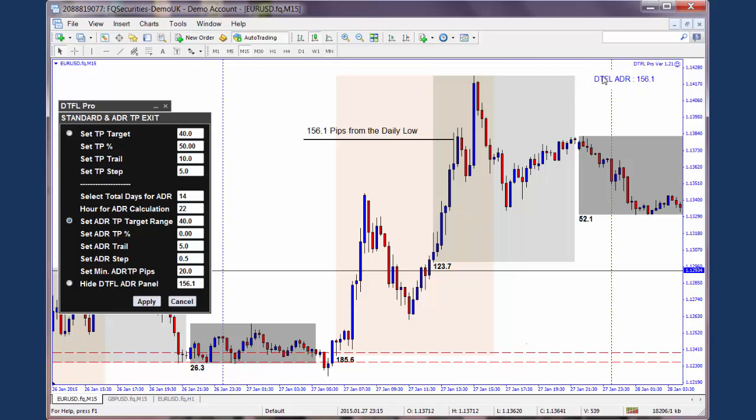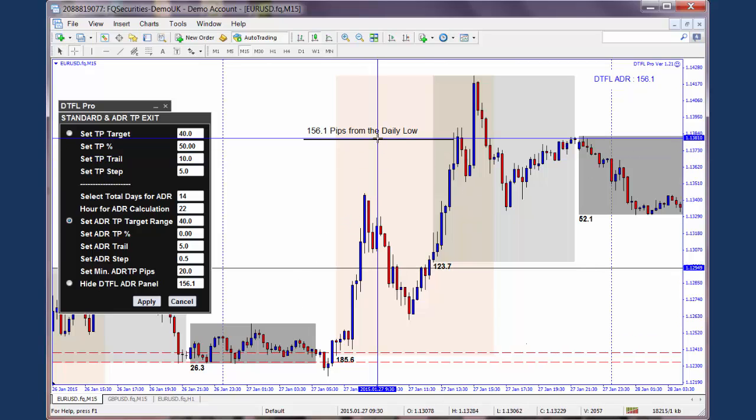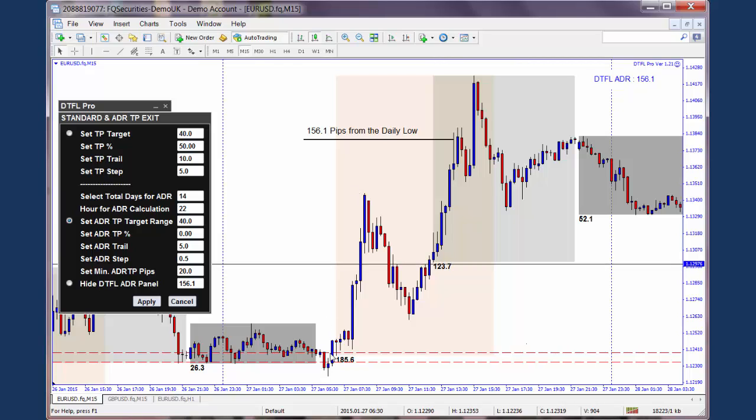Now, when a live trade is actually taken, as you'll see when you use DTFL Pro, a panel opens up here, and one of the things you'll see is the ADR target. It gives the price where this calculation, this 40 pips, lands. So it gives you the actual price that the target is. We don't know that in advance until the entry is made, but once the entry is made, the EA makes all the calculations, and you will see displayed here what the target price is.